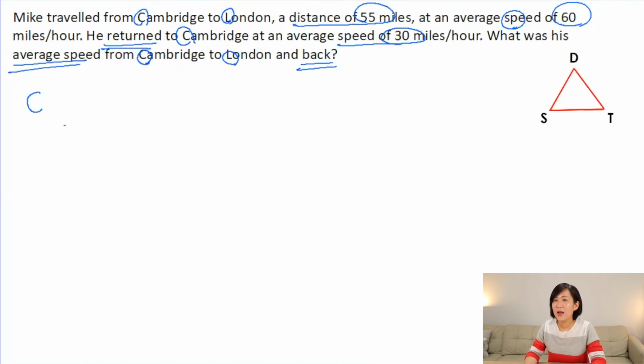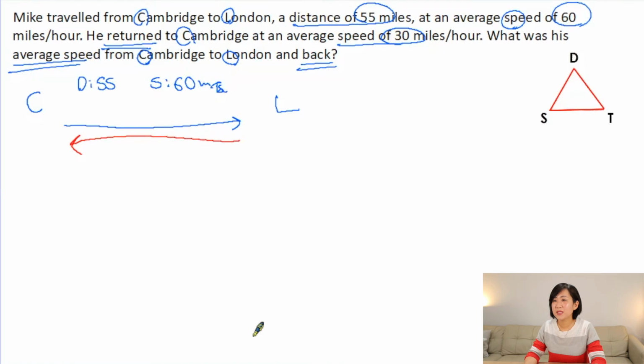So now let's see. First he goes from Cambridge to London, then he came back to Cambridge, right? First section, his distance is 55 miles. The speed is 60 miles per hour. Then when he came back, the distance wasn't stated, but we know it's the same distance, right? So 55 miles, and the speed is 30.